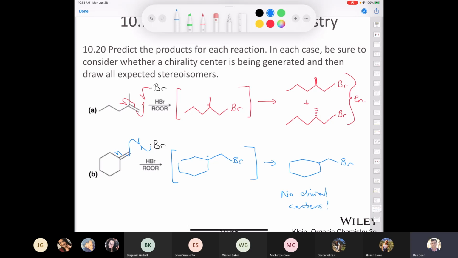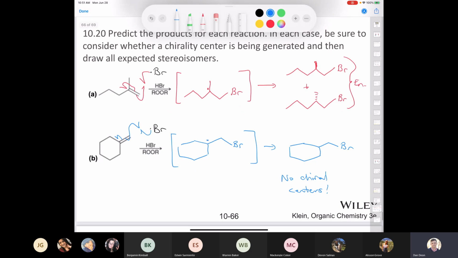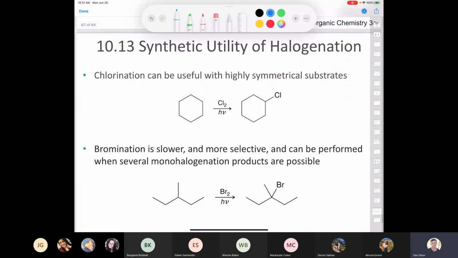And so what we're going to do next class is we're going to cover section 10.13. I want you to take a look at it yourself. And as I showed you earlier on today, chlorination is really only useful when you have a highly symmetric substrate, whereas bromination is slower, but it's more selective. And so if we needed to move the bromine around the molecule, we could do that using elimination, producing the Zaitsev or the Hofmann alkene, depending on what we want to do.